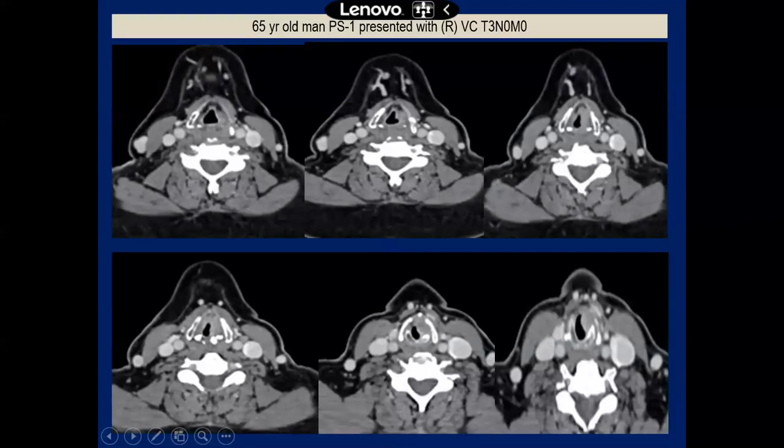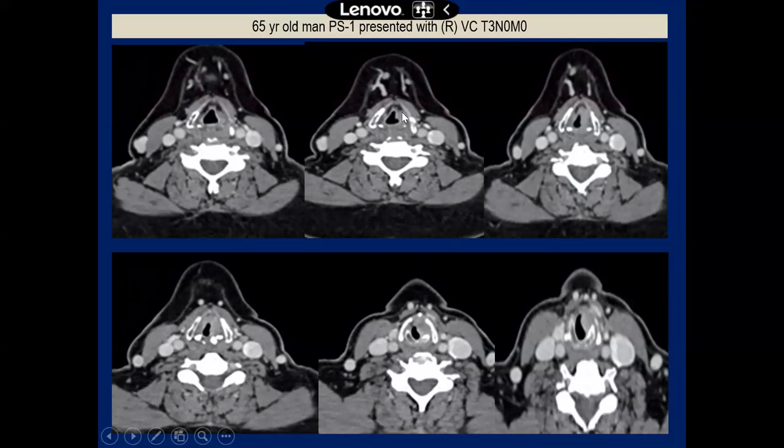I will take you through a clinical example. This is a 65-year-old gentleman, performance status 1, presents with hoarseness of 4 months duration. CT scan showed an enhancing lesion at the level of the glottis. This is the cricoarytenoid joint. You can see a lesion there. The left vocal cord is replaced by the tumor, and the anterior commissure is crossed.